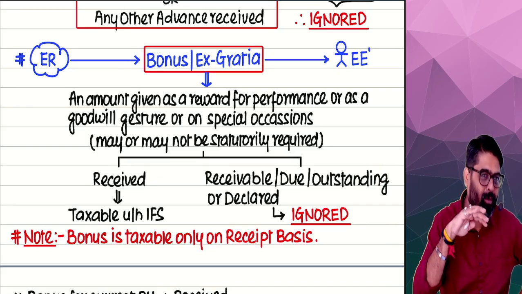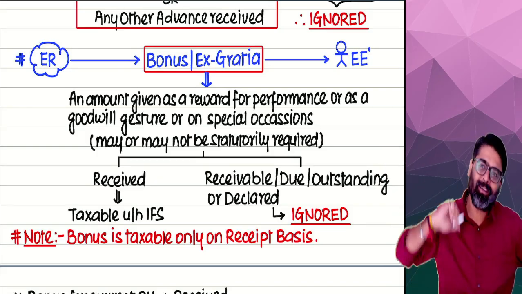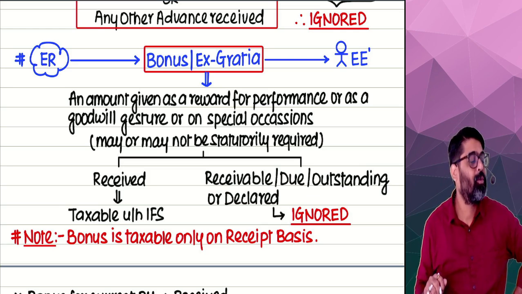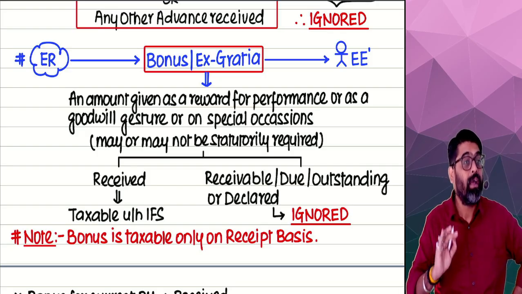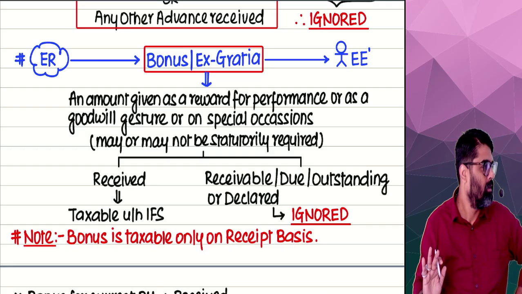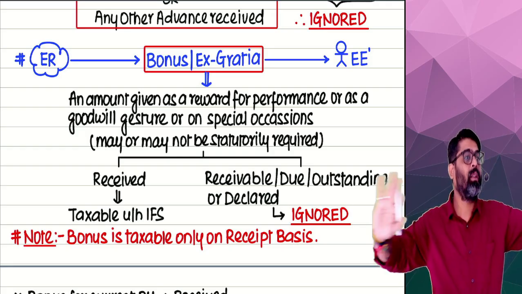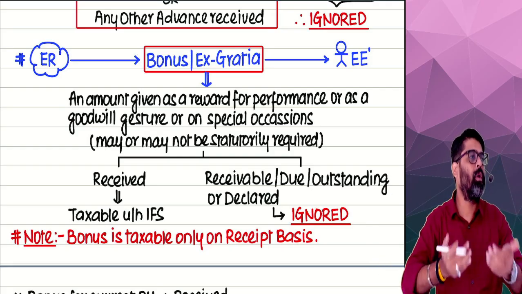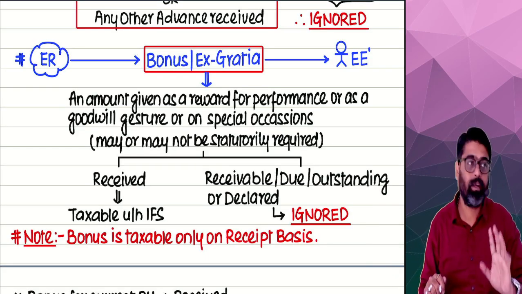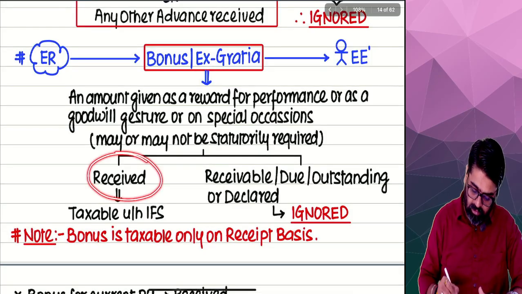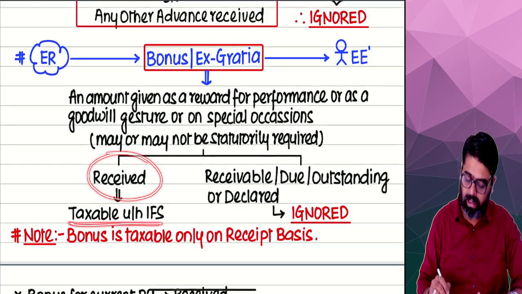So, are you aware of when you are going to get that bonus again? Not aware. So, what will happen now? It is better to charge that bonus when you receive it. All the salary is taxable on due or receipt, whichever is earlier, but bonus will be taxable on receipt basis. So, if bonus is received, only then it will be taxable under the head salary.